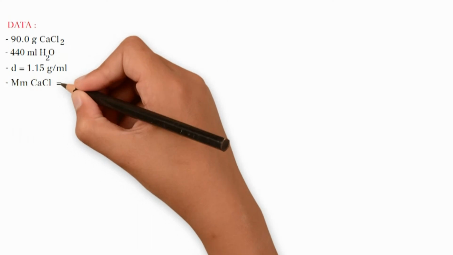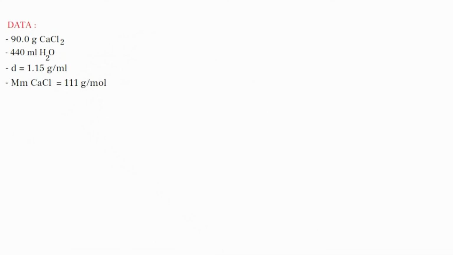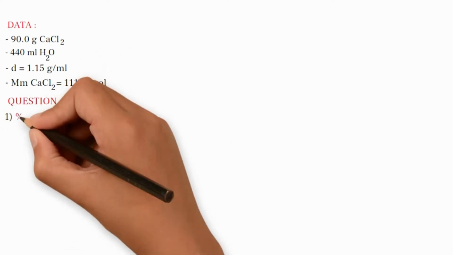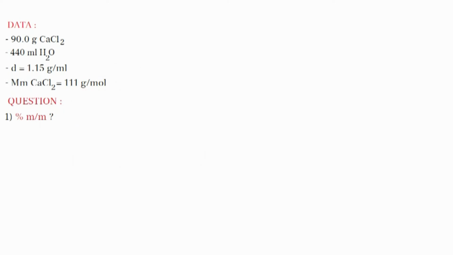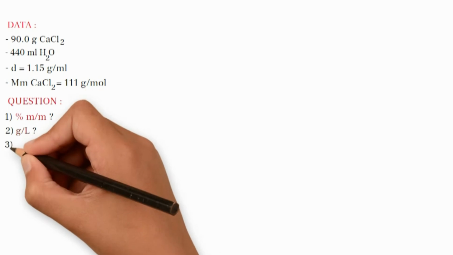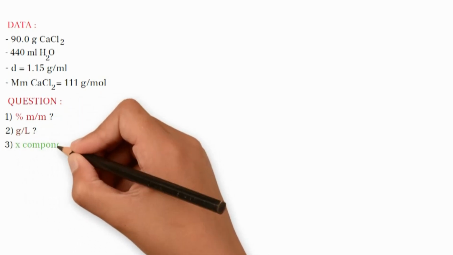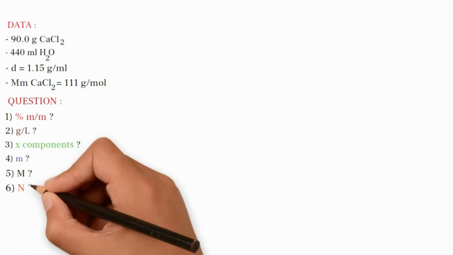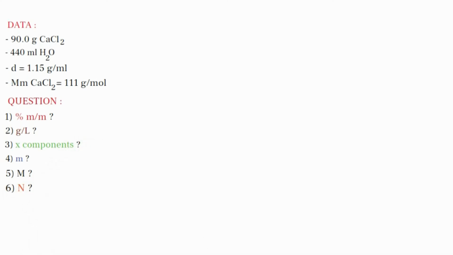The molar mass of CaCl2 is 111. And the problem is asking what is the percentage by mass of this solution? What is the gram over liter? What is the mole fraction of all components? What is molality? What is the molarity? And lastly, what is the normality? So as you can see, it's asking a lot, but we can manage it.